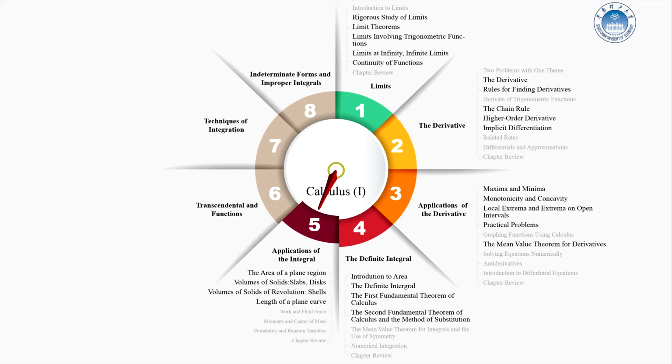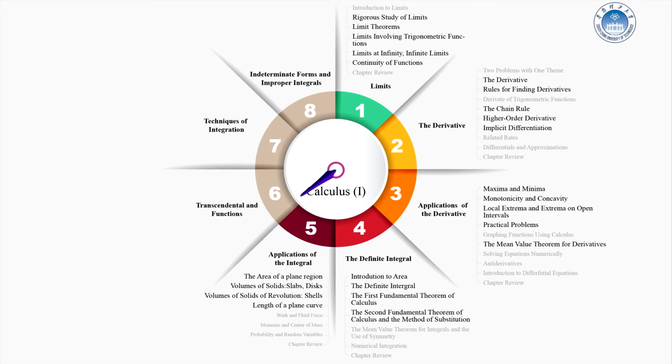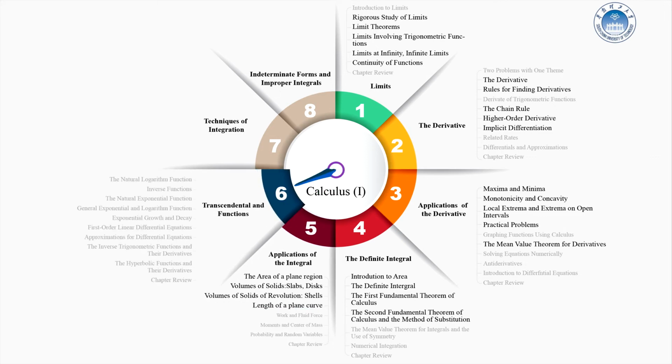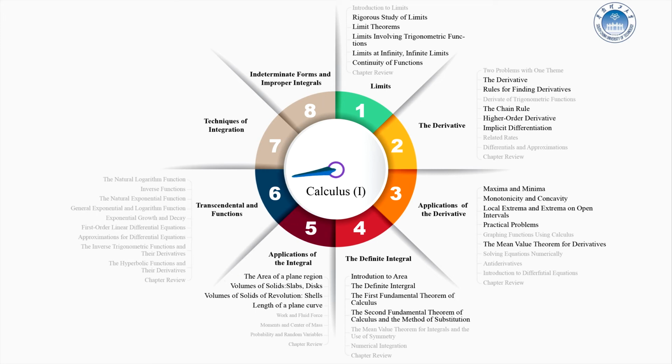The chapter is very important. Why? We will use our knowledge to deal with some practical questions. For example, how to find the area of a plane region, how to find the corresponding volumes of the solids, including slabs, disks, solids of revolution, shells, and finally, study the length of a plane curve. In Chapter 6, the old knowledge has been studied by yourself in high school. And then we study Chapter 7.